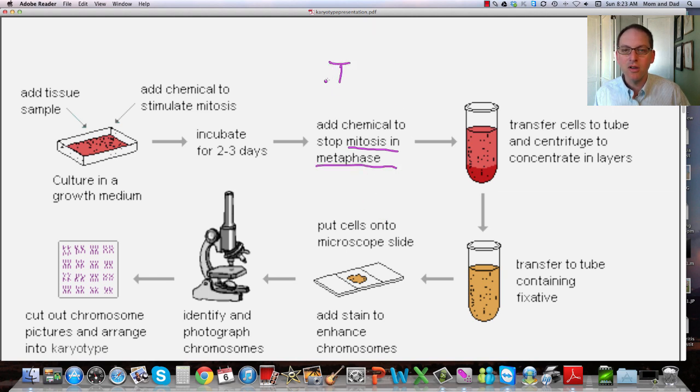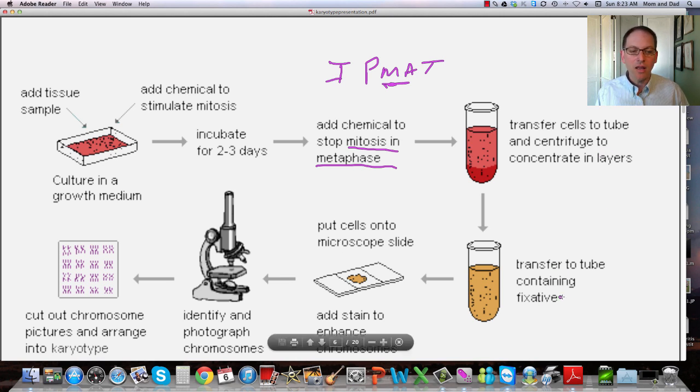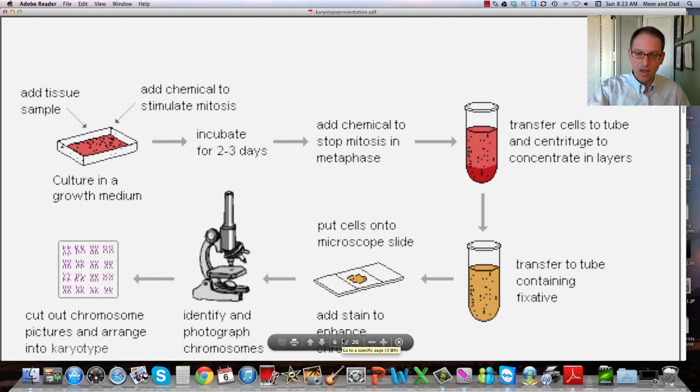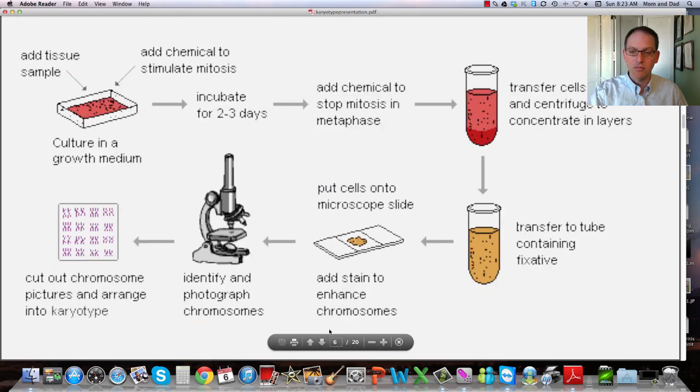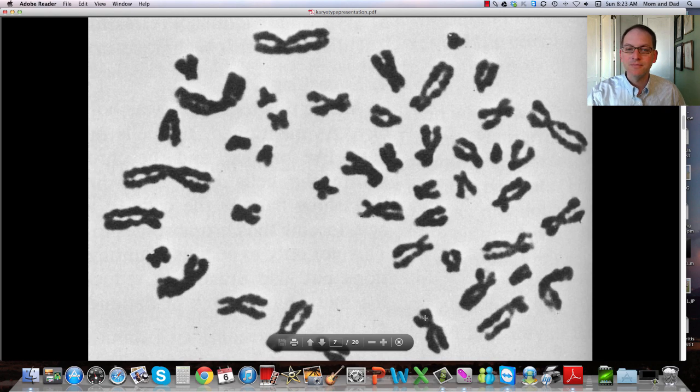So if you remember, there's 5 stages that we talked about, and metaphase is the middle stage. Then the cells are transferred, and some more things happen. Then they put them on a microscope slide, and then they take a photograph of them. And then we get something that looks like this. So this is a photograph of a person's chromosomes. Now to you or I right now, this doesn't mean much.